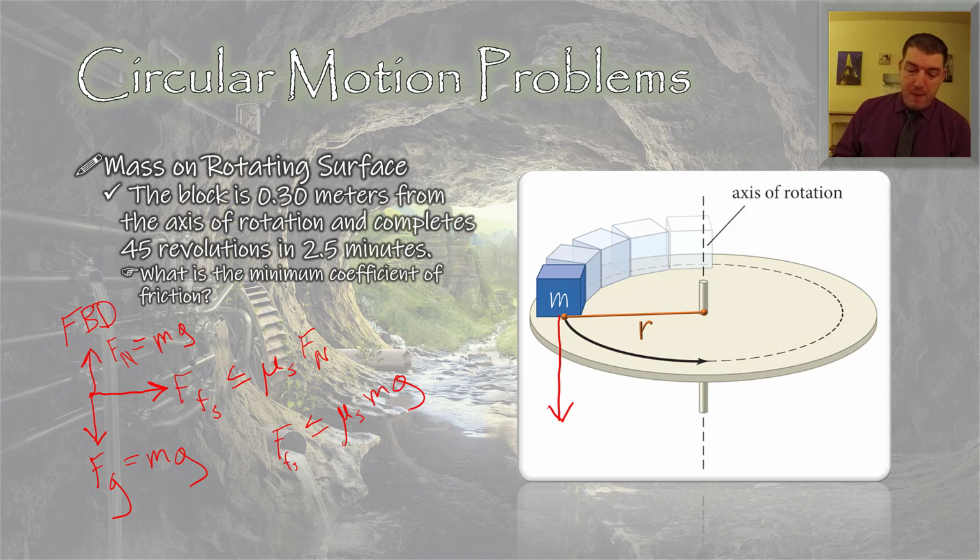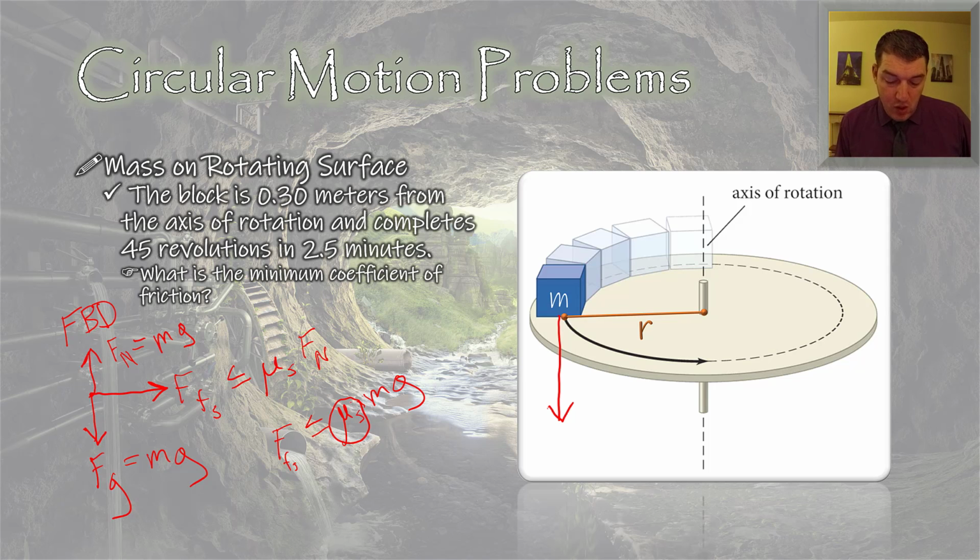So there's some maximum force that you can get out of the coefficient of friction. What we're actually asked is, what is the minimum coefficient of friction that would be possible, right? So you could have more than the minimum. If you had extra coefficient of friction, it just wouldn't be at the maximum force.